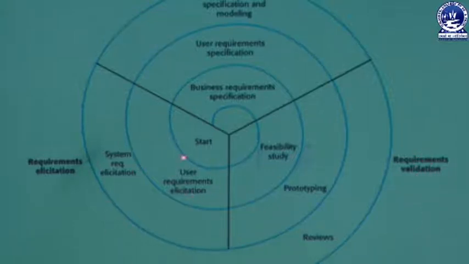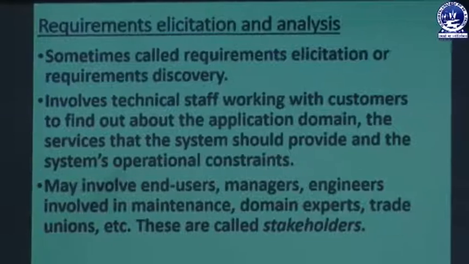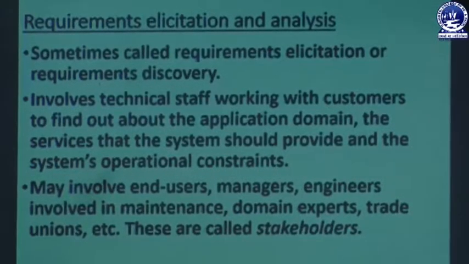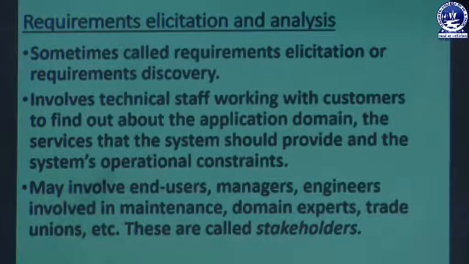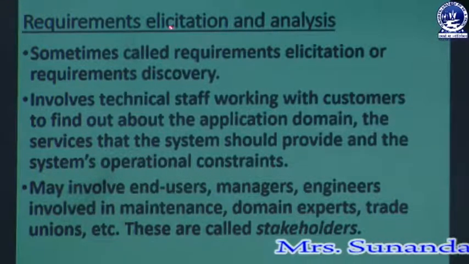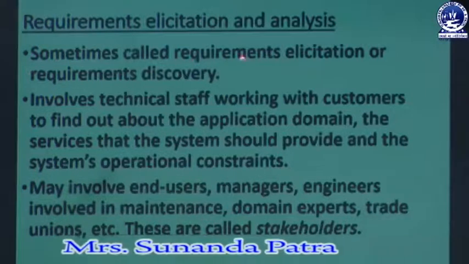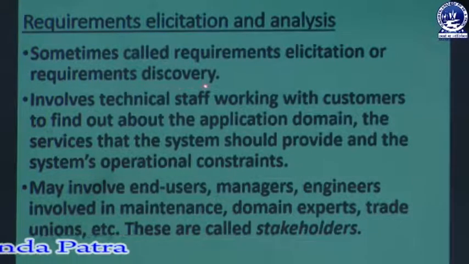So this is the spiral view of the requirement engineering process. The requirement engineering process includes 4 different activities: requirement illustration, requirement analysis, requirement validation and requirement management. Here we are going to discuss requirement illustration and analysis, so we are combining the first 2 activities together. It is sometimes called requirement illustration or requirement discovery.